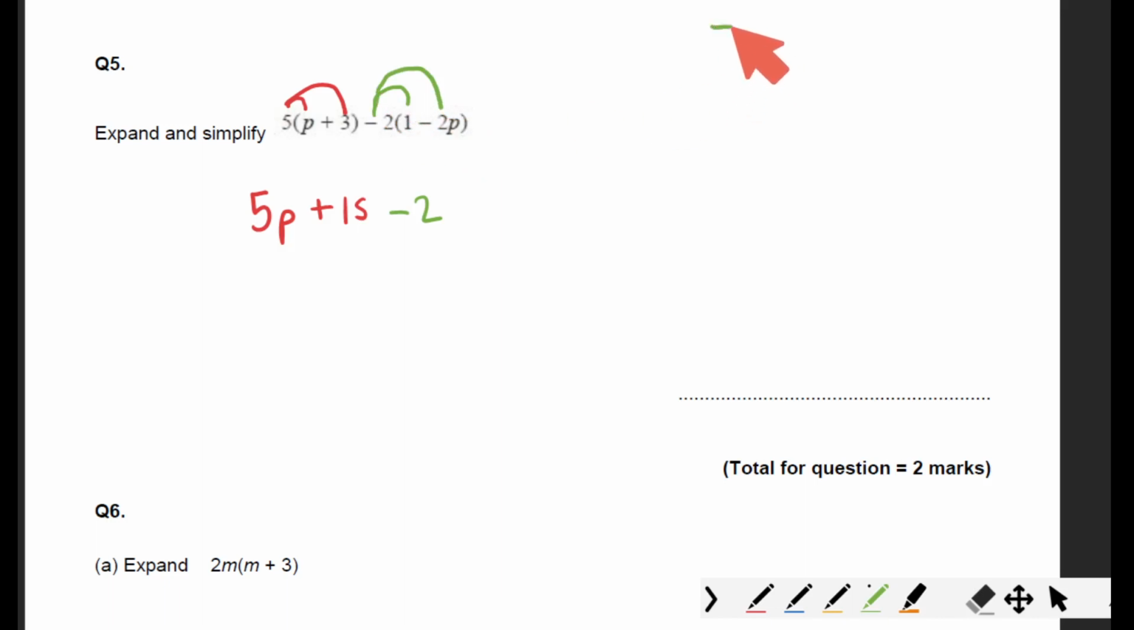Negative 2 times negative 2p. When you multiply two negatives together, you get a positive. So that'll be 4p, positive 4p. So write positive 4p there.